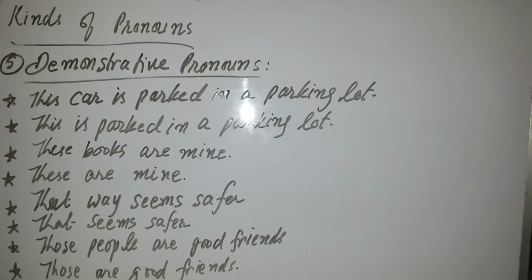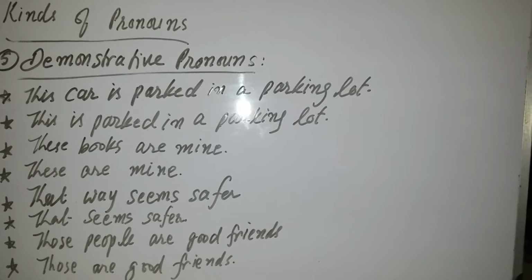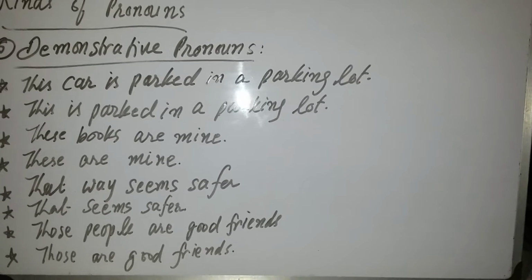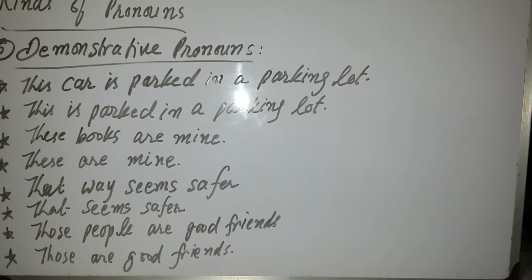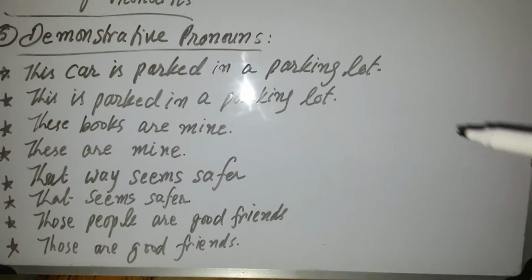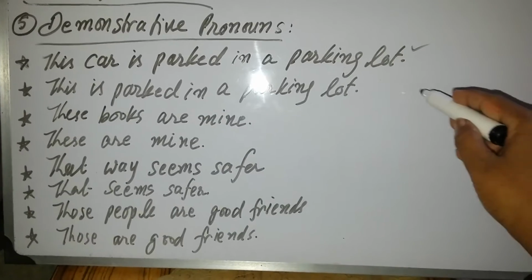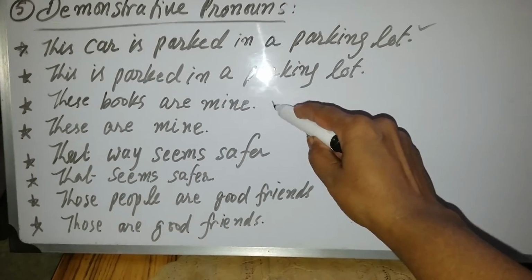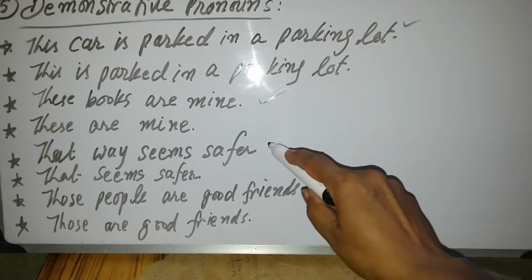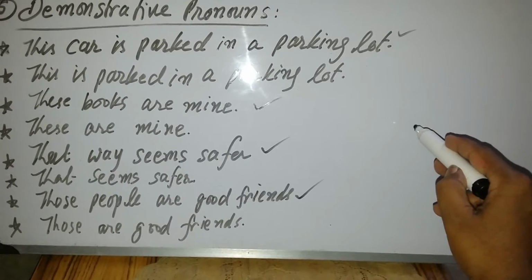These books are mine. These are mine. That way seems safer. That seems safer. Those people are good friends. Those are good friends. Now these are a few examples. You will see in this example, this car is parked. In this example, these books are mine. In this example, that way seems safer, and in this, those people are good.